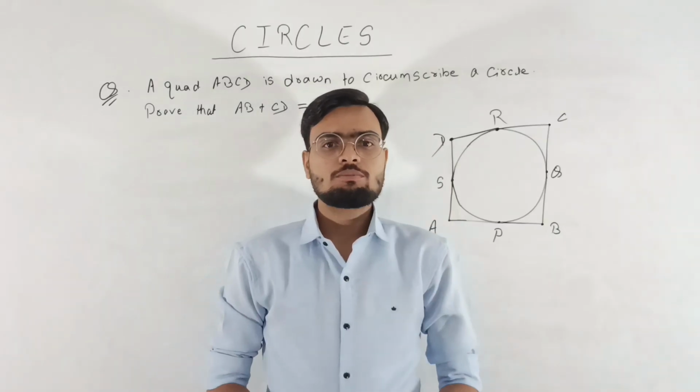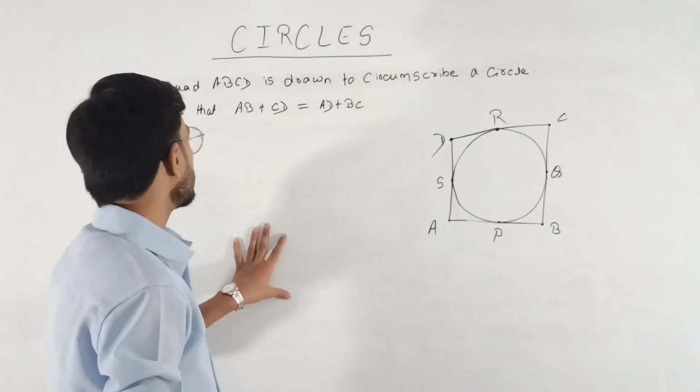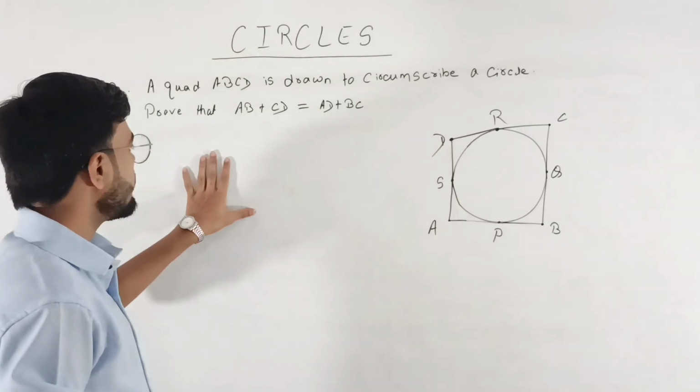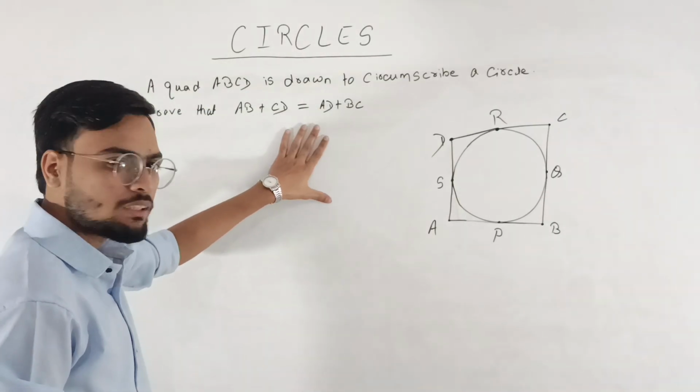Okay, now let's move towards our next question. The question is what? A quadrilateral ABCD is drawn to circumscribe a circle. Then we have to prove AB plus CD is equal to AD plus BC.